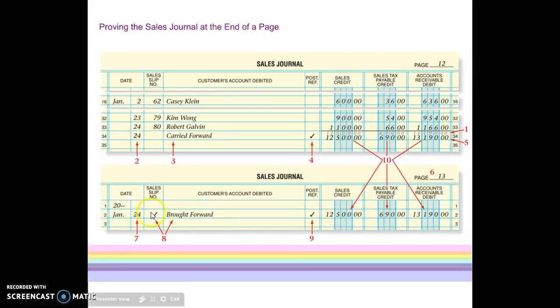So on January 24th, sales slip number, check mark because there is no sale. Description brought forward from the previous journal page. Post reference check mark here because these numbers aren't posted yet. And then we just carry the numbers over from the previous journal page and pick up where we left off on sales journal page 13.